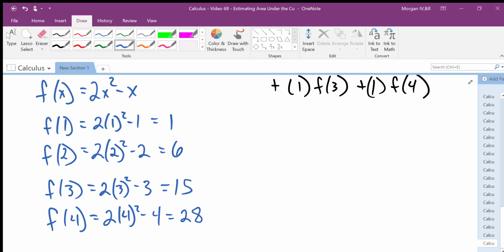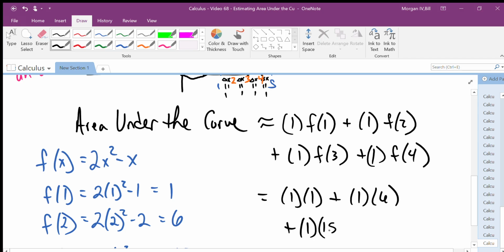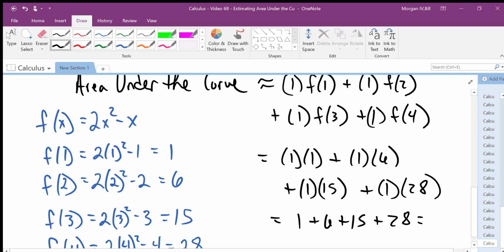So base times height, we get this is equal to 1 times 1 plus 1 times 6 plus 1 times 15 plus 1 times 28, which is 1 plus 6 plus 15 plus 28. Let's see, that's 21, 22 plus 28. I am getting an answer of 50.